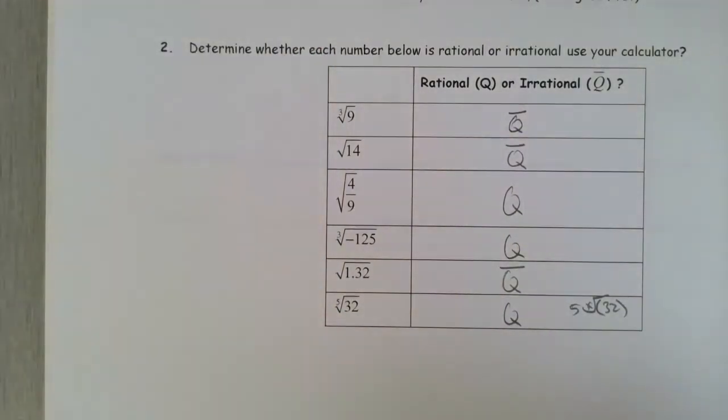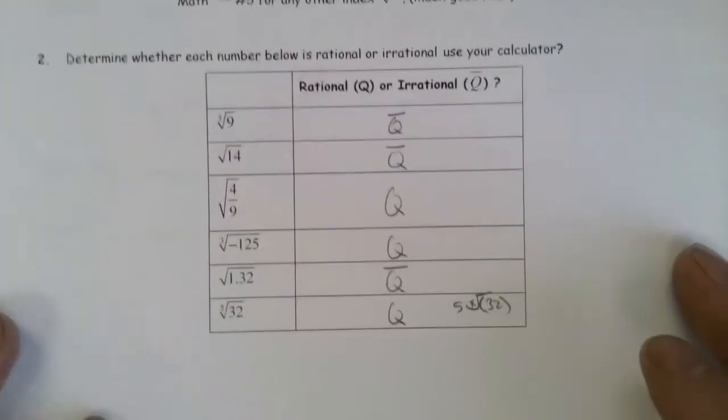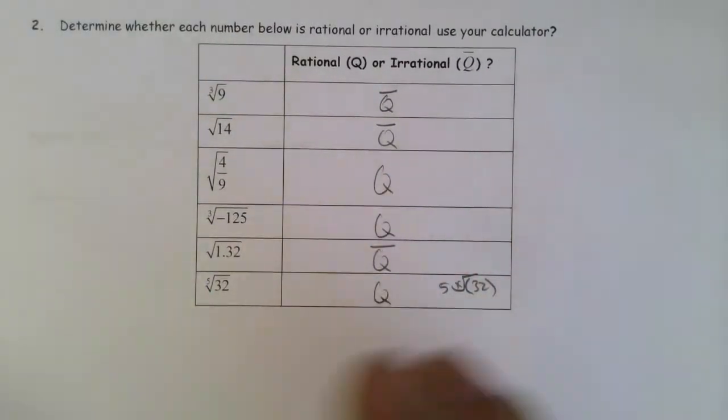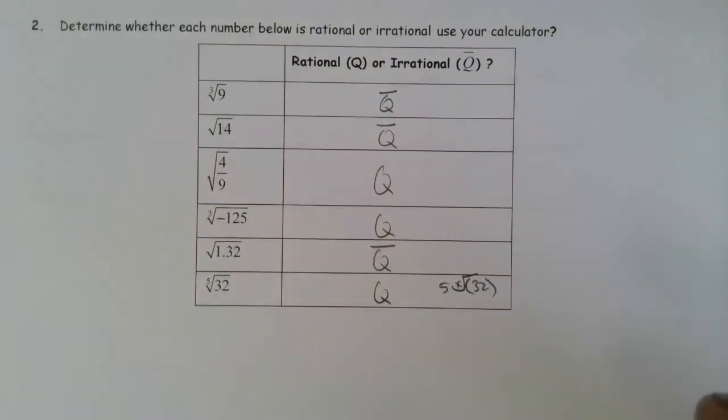Okay, we're not trying to trick anybody, so if you don't see a pattern and you see that you get as many decimal places as the calculator can give you, it's fair to assume at this point that that's going to be an irrational number.